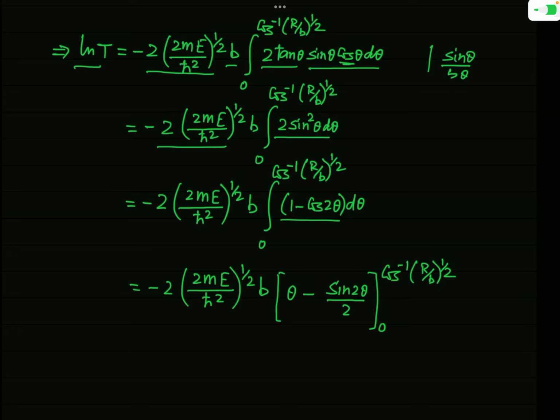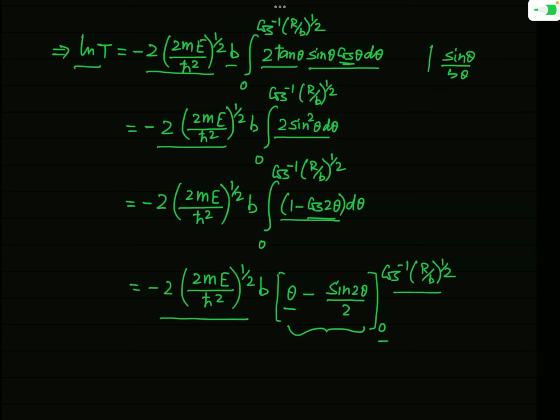Now you can integrate it easily. The integral of 1 with respect to theta is simply theta, and the integral of cos 2 theta is sin 2 theta by 2. So this is minus 2 square root of 2 me over h bar square times b, theta minus sin 2 theta by 2, and the limits are 0 and cos inverse root over r by b.